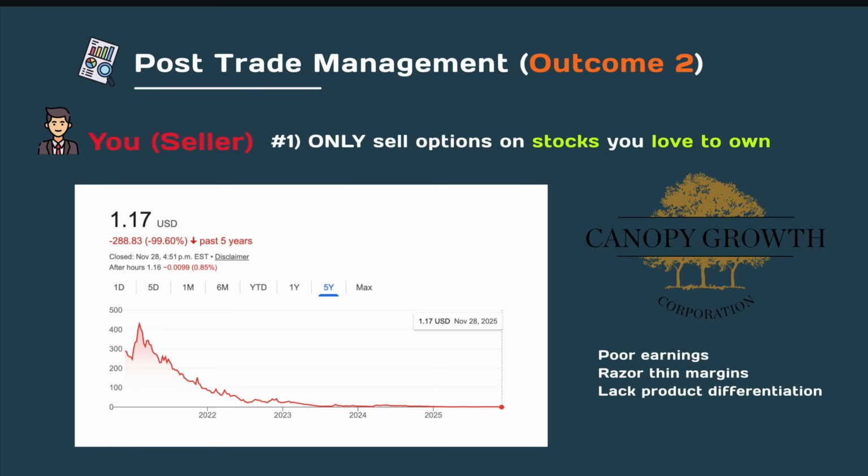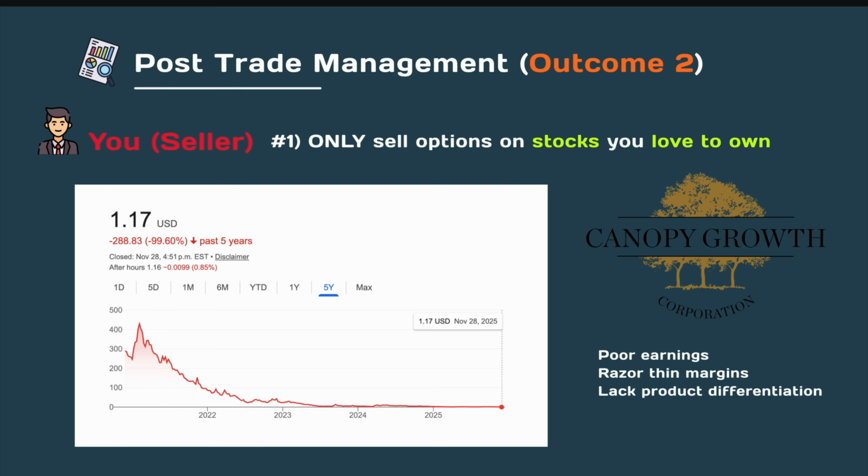In my second example, it's going to hammer home the message that you should only sell options on companies you're comfortable holding during a downturn. As an option seller, my advice to you is do not go chasing for premium or chasing for volatility. Yes, you are paid a much larger upfront premium, but you also have to take on much more risk.